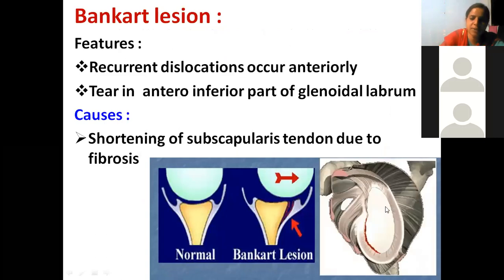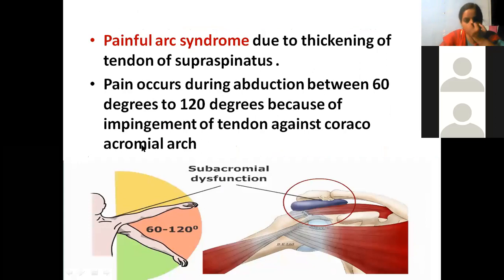We know this is the glenoid cavity and this is the glenoidal labrum. Sometimes there may be a crack or tear type of lesion found on the anterior inferior part of the glenoidal labrum, which is called a Bankart lesion. Painful arc syndrome is due to thickening of the supraspinatus muscle.